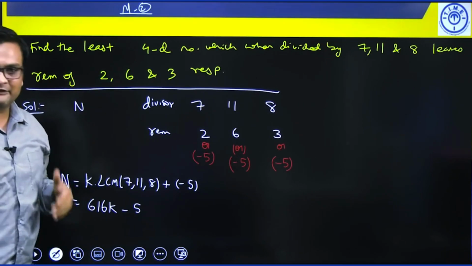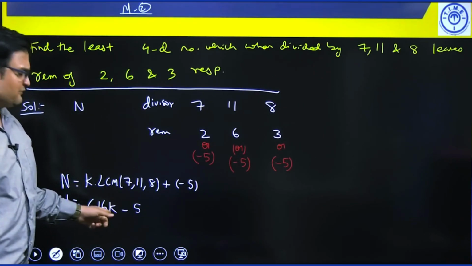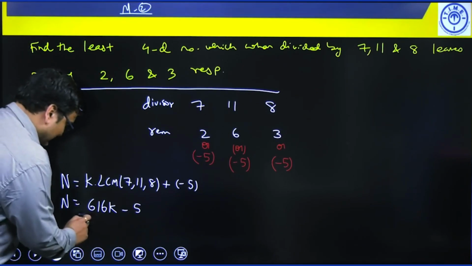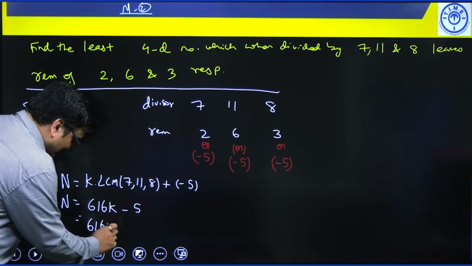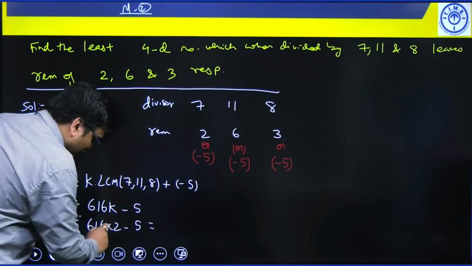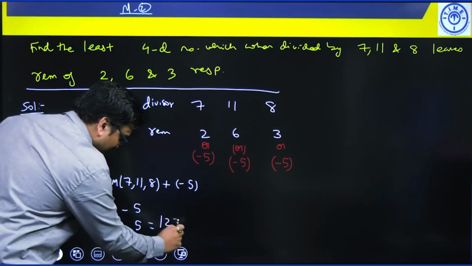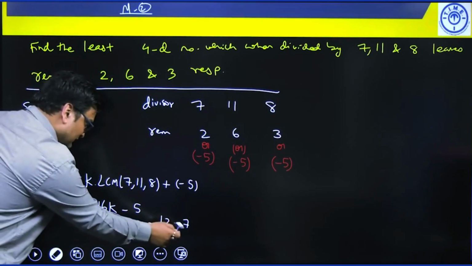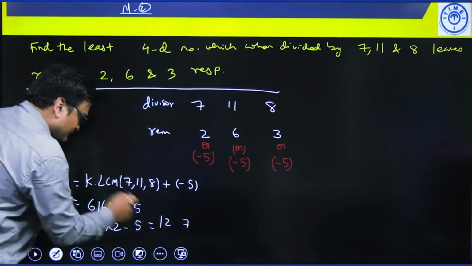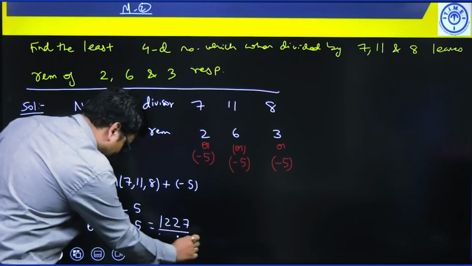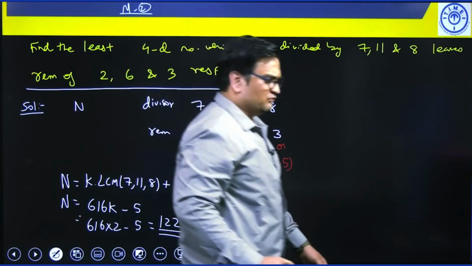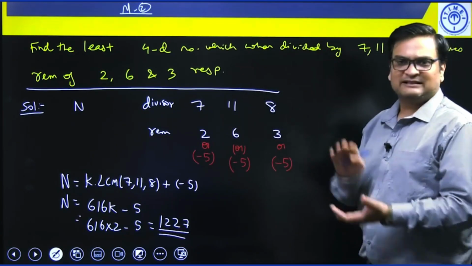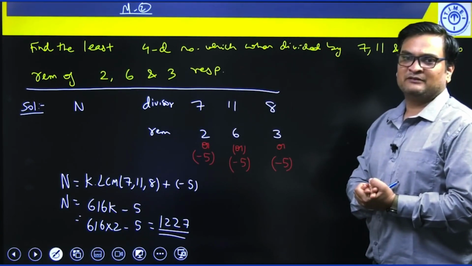For the least 4-digit number, you can easily make out that if I put k equal to 2, I will get the smallest 4-digit number. So k equal to 2 would mean 1232 minus 5, which is 1227. So 1227 is going to be the smallest 4-digit number which satisfies this condition.